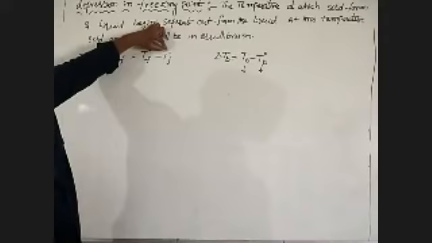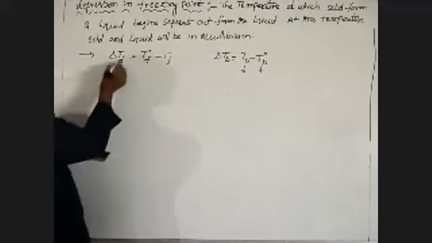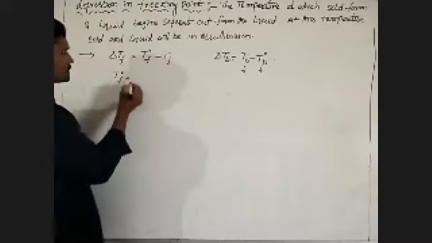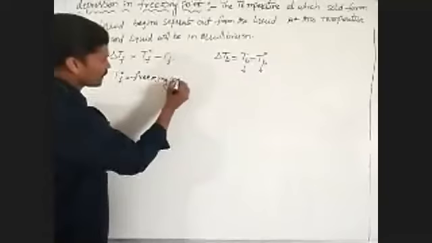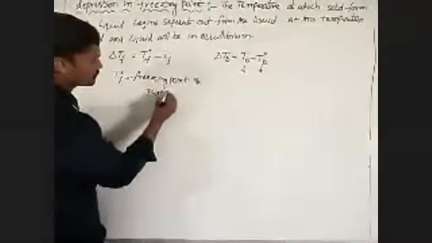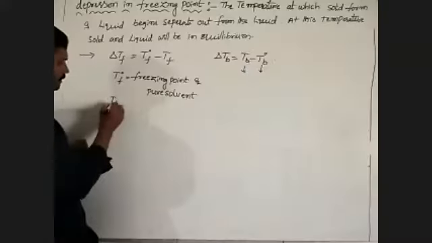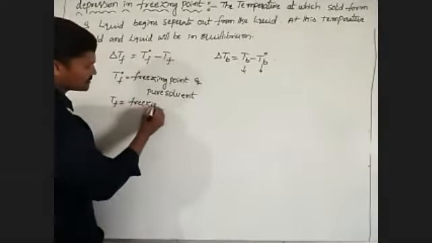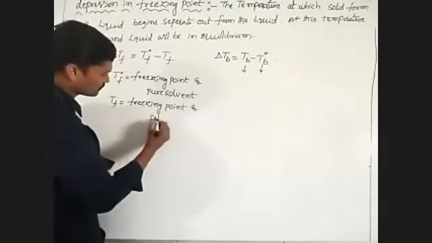So delta Tf is equal to T naught F minus Tf. Here delta Tf means depression in freezing point. T naught F is equal to freezing point of pure solvent, and Tf is equal to freezing point of solution.